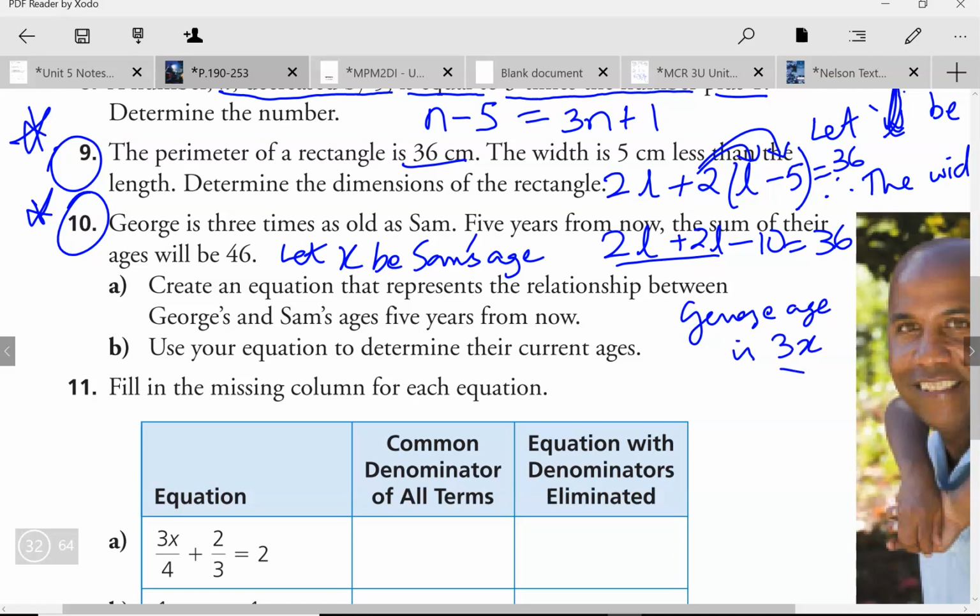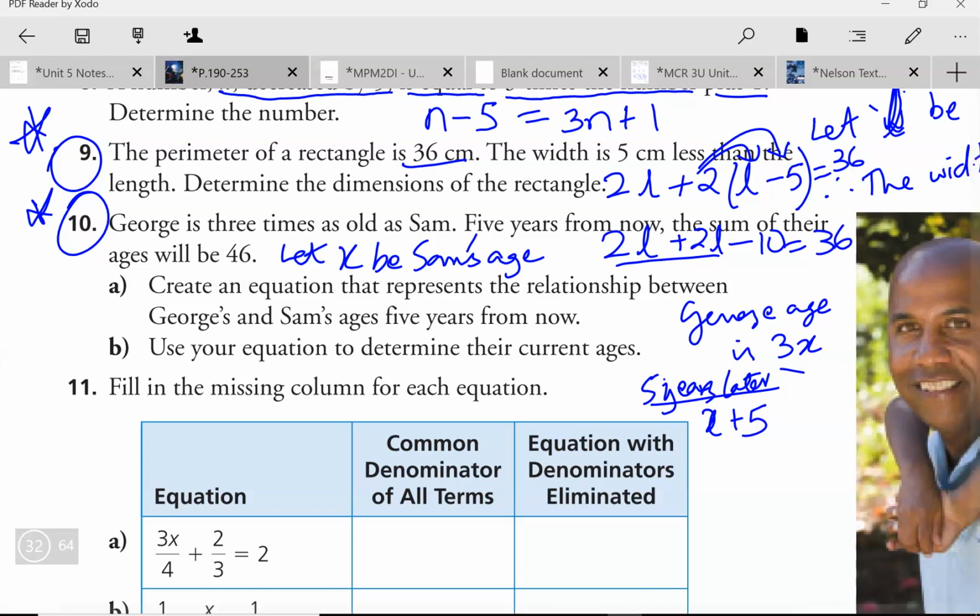Right? So 5 years from now, the sum of their ages will be 46. So 5 years from now, how old is Sam? X plus 5, 5 years later. So it's straightforward, right? If Sam is like 12 today, 5 years later he's 12 plus 5, 17. So this is Sam's age.